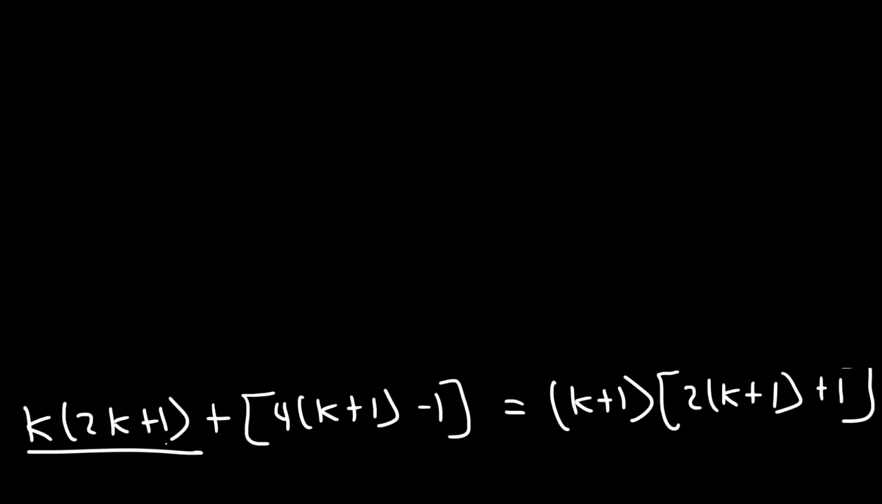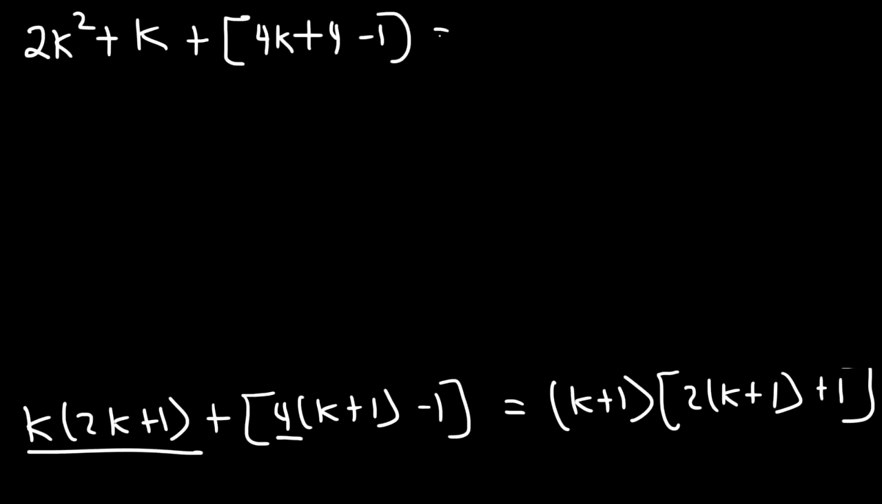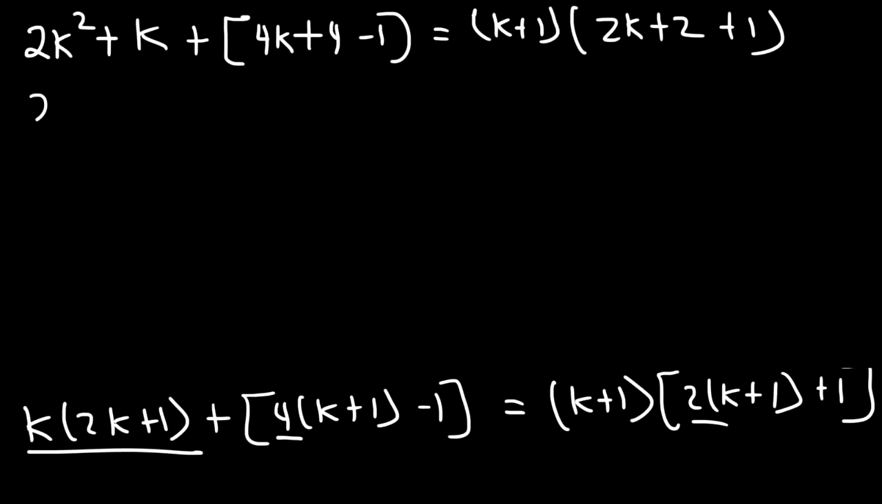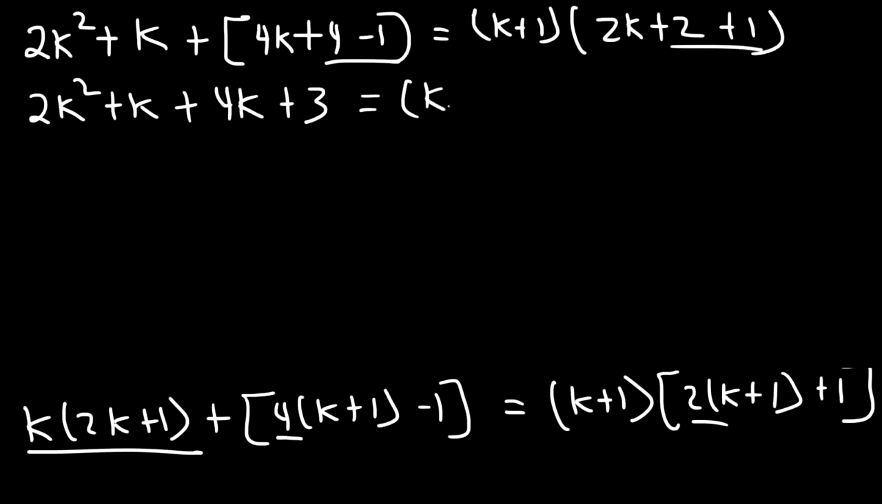So let's focus on this expression. Let's distribute k to 2k plus 1. So it's going to be 2k squared plus k. Now let's distribute the 4. So we're going to have 4k plus 4 minus 1. On the right side, we're going to have k plus 1, and let's distribute the 2. So it's going to be 2k plus 2 plus 1. Now we can add 4 and negative 1. 4 minus 1 is 3. And here we can add 2 plus 1. 2 plus 1 is 3.